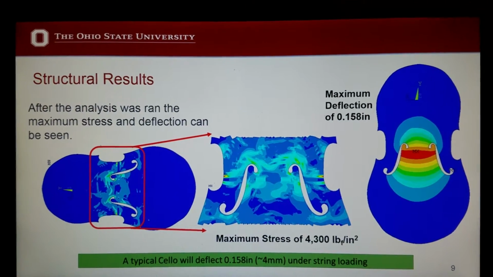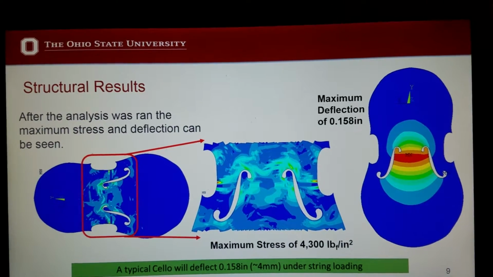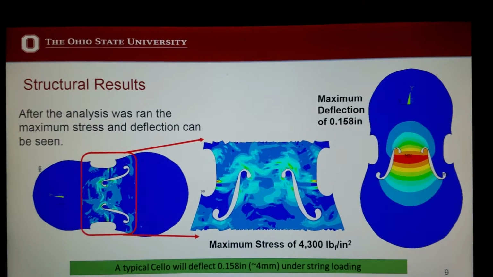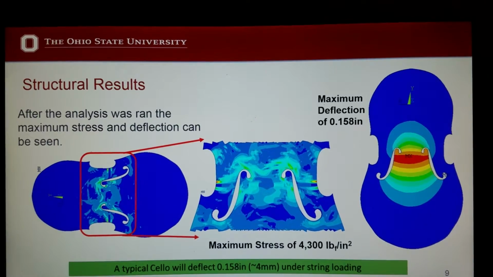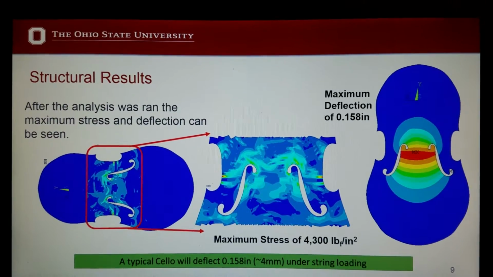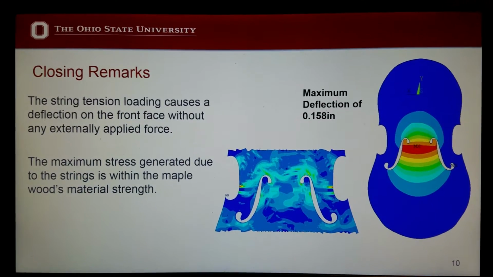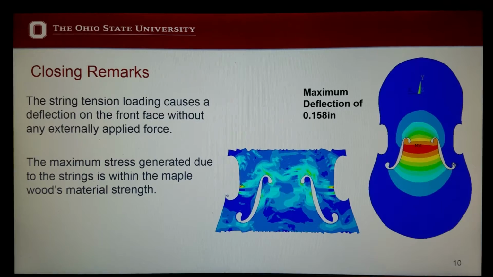The structural results indicate that a maximum deflection of 154 thousandths of an inch would be generated from the string tension, which is 0.158 inches, or roughly 4 millimeters, and the stress in the cello due to the string tension was within material properties.